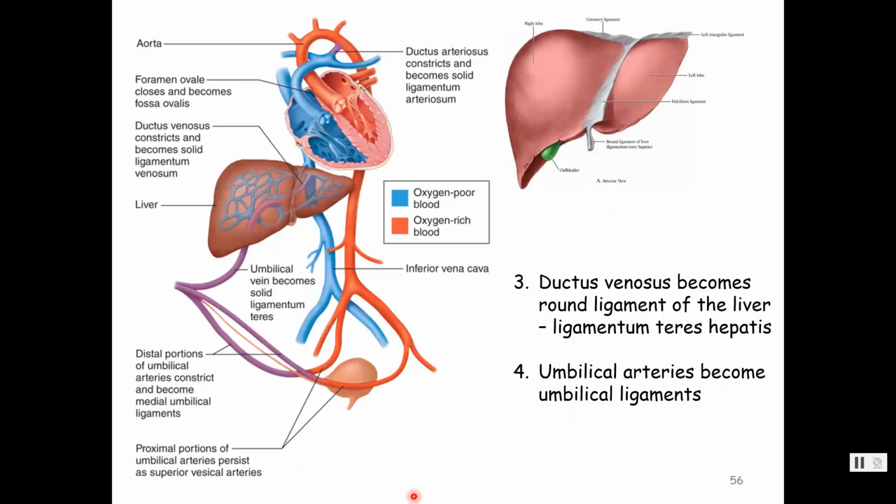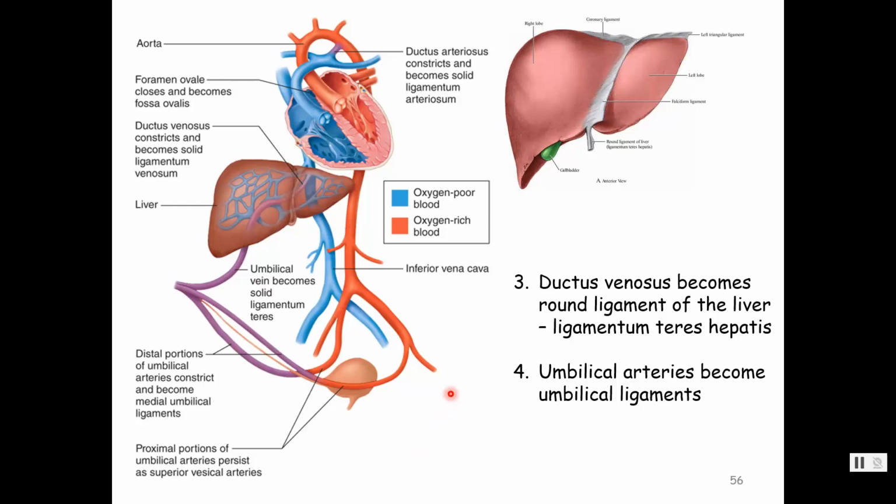And this is just showing the bypass to the fetal liver. If you think about it, remember all that drainage from the intestine goes to the liver to be filtered and detoxified. Mom's taking care of all of that. And so we have that bypass, the ductus venosus.